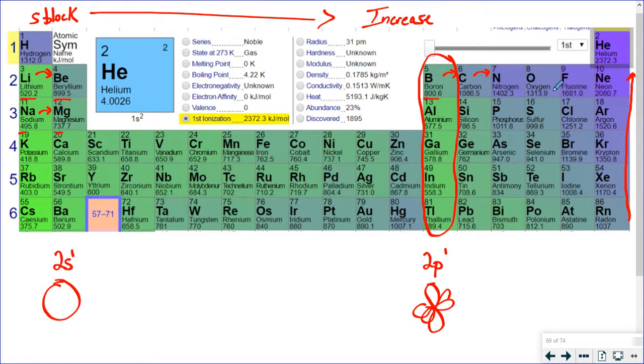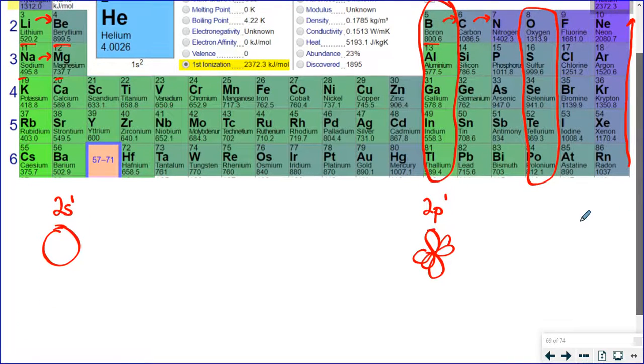There's one other column that's an exception to that, and it's this column right here. It's a very small decrease for this column, and that's your oxygen and sulfur and selenium. Because you have electron-electron repulsion.